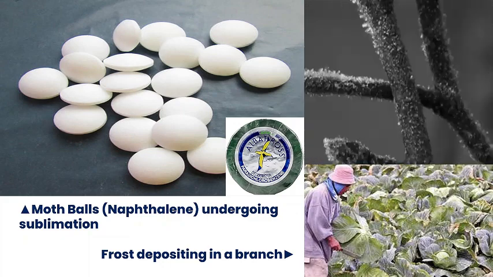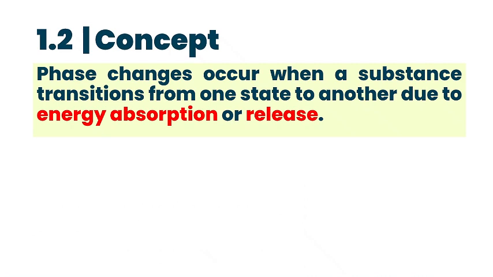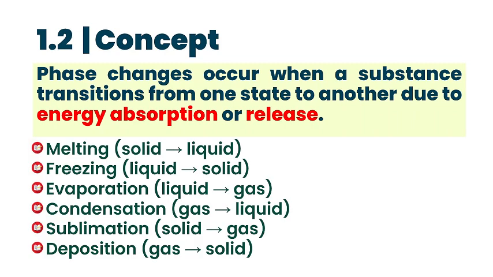Okay, so let's proceed to the next concept. So phase changes, they occur when a substance transitions from one state to another because of energy absorption or energy release. So we have already witnessed from the previous slides the processes of melting, freezing, evaporation, condensation, sublimation, and deposition. You can pause this video if you want to take note of the phase changes happening for every state of matter.